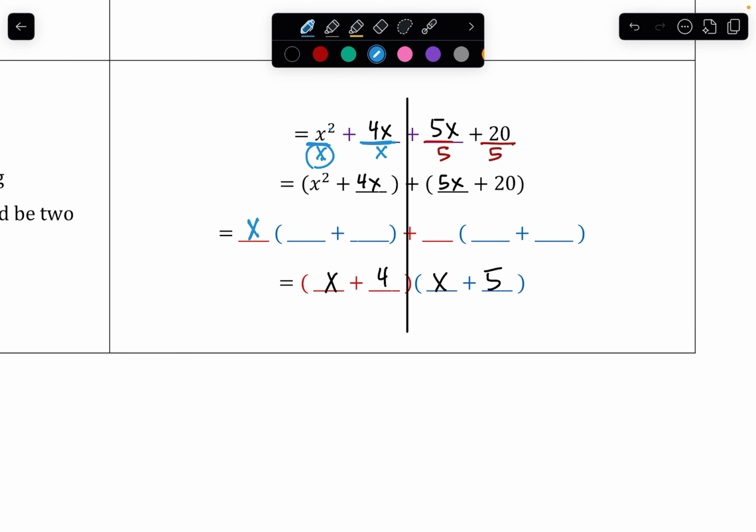x squared divided by x is just x. 4x divided by x is just 4. For the second pair, 5x divided by 5 is just x. 20 divided by 5 is 4.